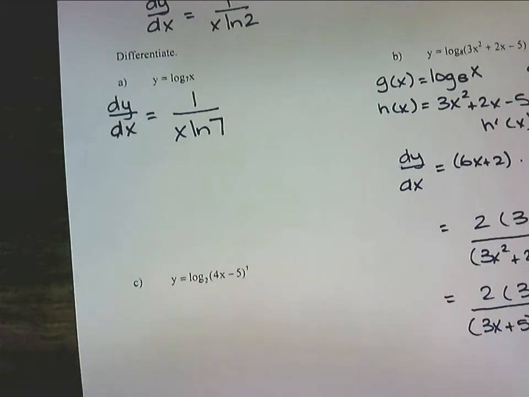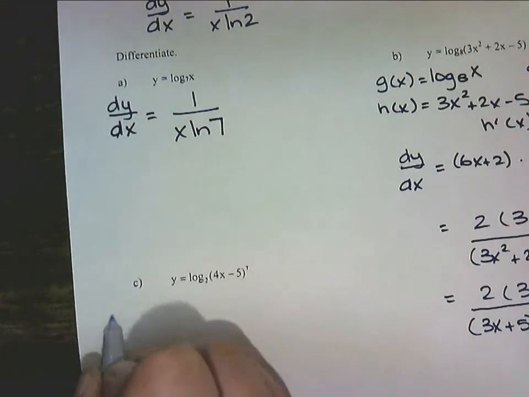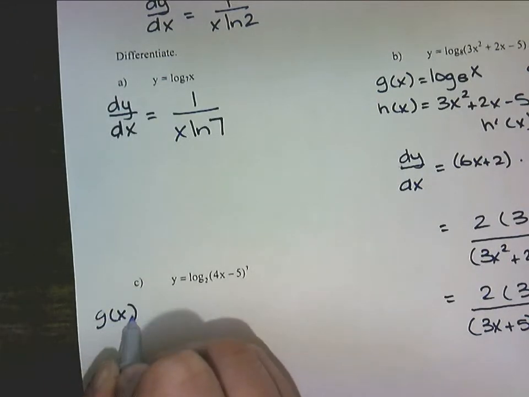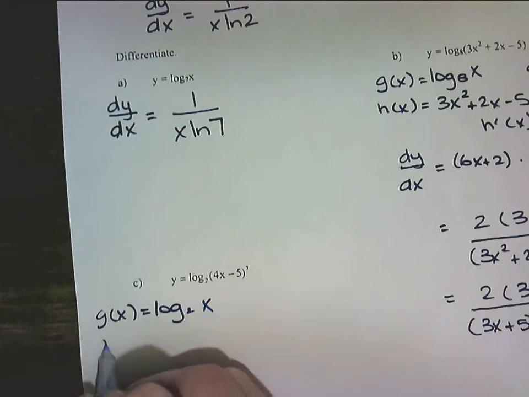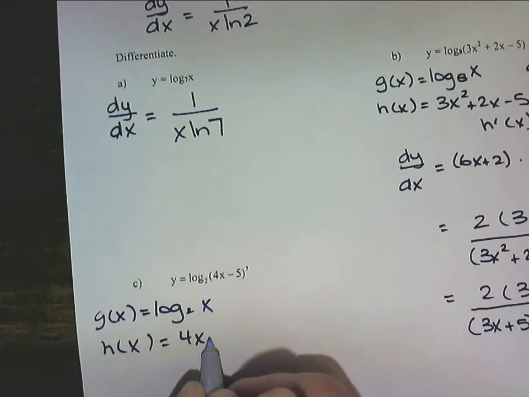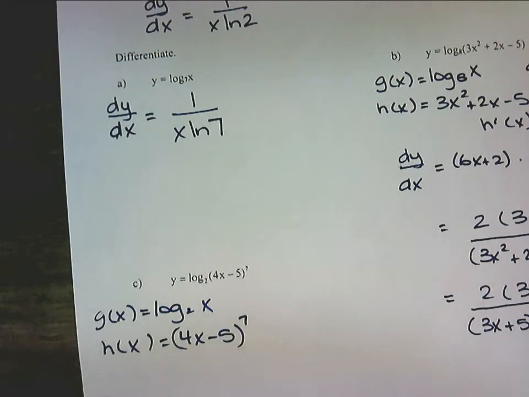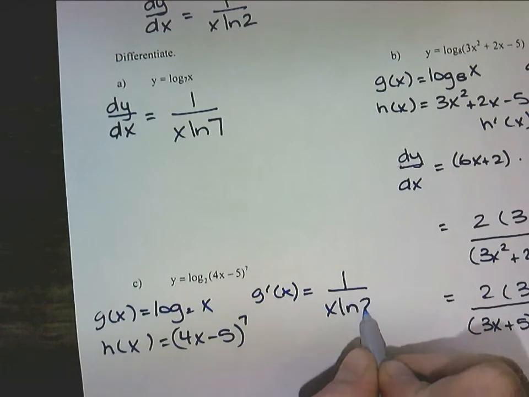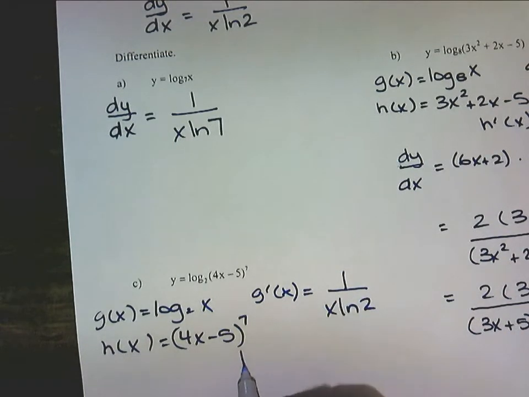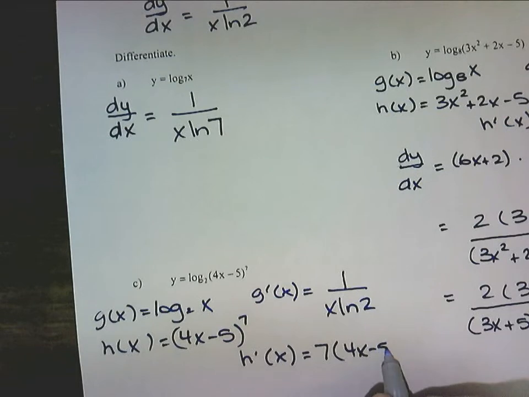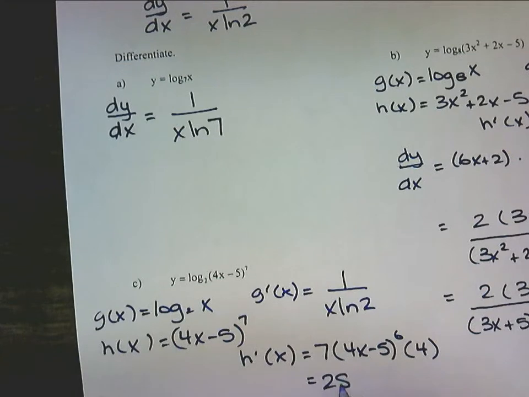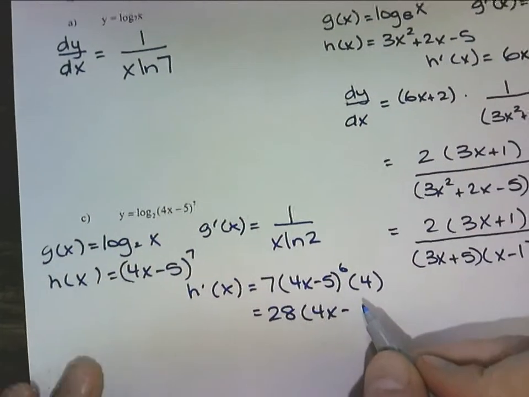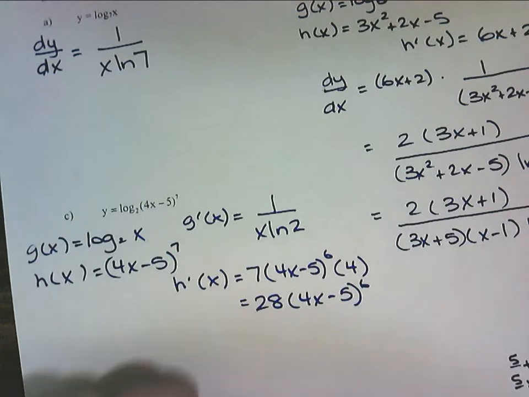Okay, if we look at one like this, we're going to have g of x is equal to log base 2 of x, and h of x is equal to 4x minus 5, all to the power of 7. So then g prime of x is equal to 1 over x ln 2, and h prime of x is equal to 7 times 4x minus 5 to the power of 6 times 4. That gives me 28 times 4x minus 5, all to the power of 6.